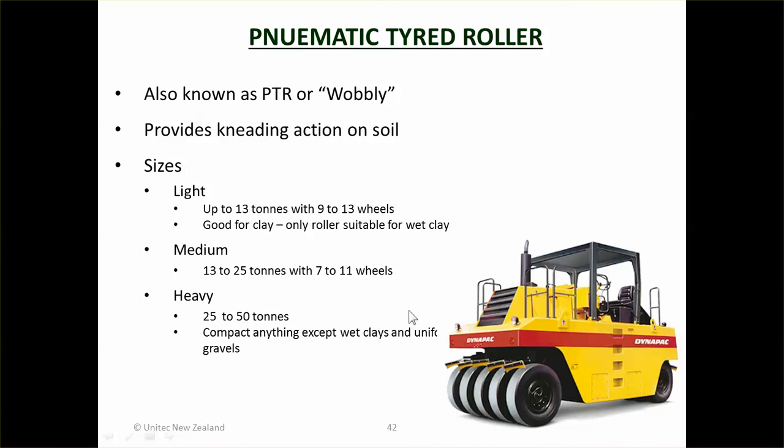The other one, it's not necessarily used for earthworks, but I've kept it here because it is about compaction. The pneumatic tire roller provides a kneading action on the soil, so it's just a whole lot of pneumatic tires rather than a steel roller. Provides a kneading action on the aggregate. That shouldn't be soil, that should be aggregate. It's not really used on soils except for just the top layer of soils, just to tighten it all up.